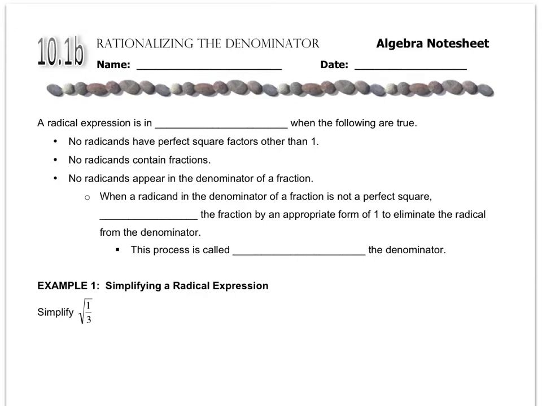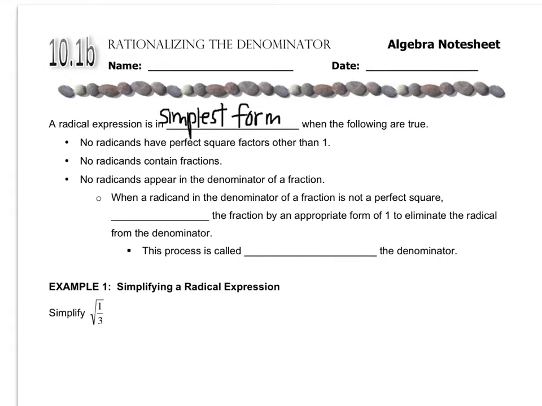When you think about fractions, we always want to get them in simplest form. And a radical expression is in simplest form when the following criteria are met. No radicands have a perfect square other than 1. No radicands contain fractions. And no radicands appear in the denominator. This is the one that we're going to look at today.